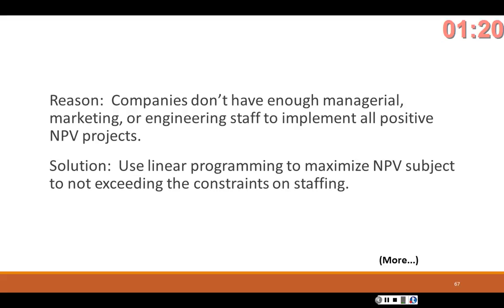Another problem is that companies don't have enough managerial, marketing, or engineering staff to implement all positive net present value projects. So here they would use programming to maximize net present value, subject to not exceeding the constraints on staffing.